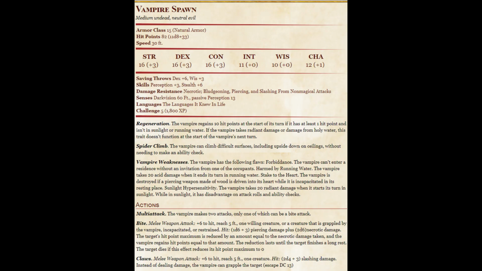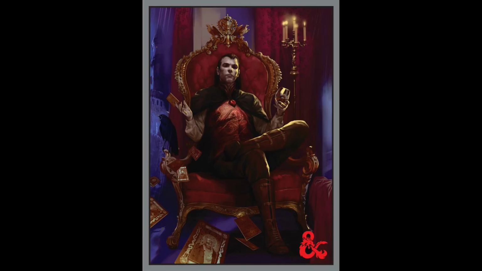Vampire spawn are fairly dangerous, but with the Sun Sword and the holy symbol of Ravenkind, shouldn't defeat the party outright. They do, however, prove a nice final challenge in defeating one of the most iconic villains in D&D history.